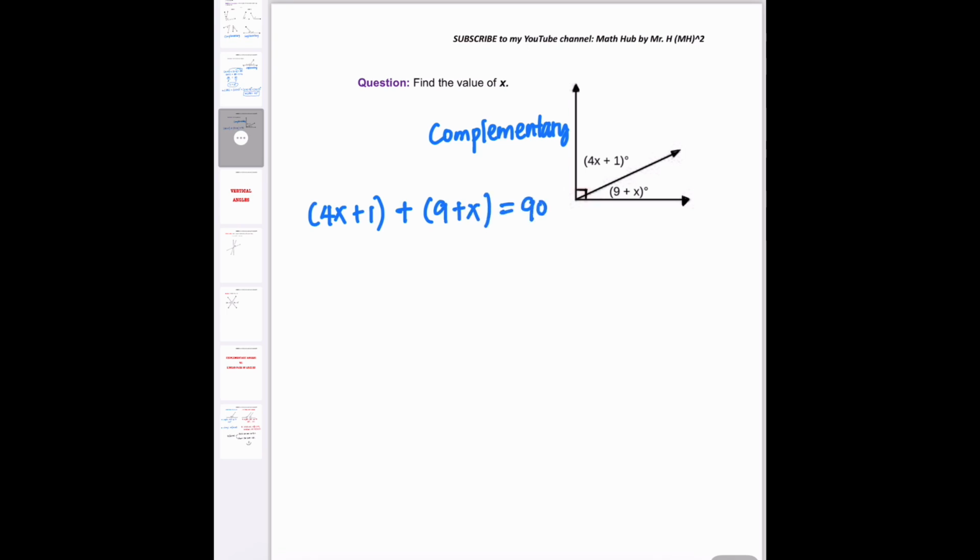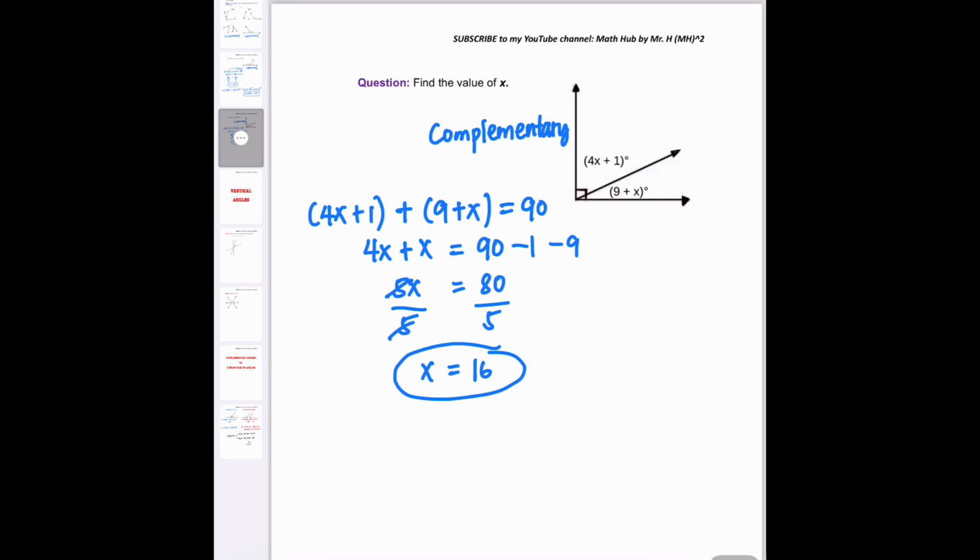On the left-hand side, we gather all the terms with x, while on the right-hand side, we put all the constant terms. So 90, it's going to be minus 1 and minus 9. 4x plus x is 5x equals 80. To find x, we need to divide both sides by 5, and 80 divided by 5 is 16. That is the value of x.